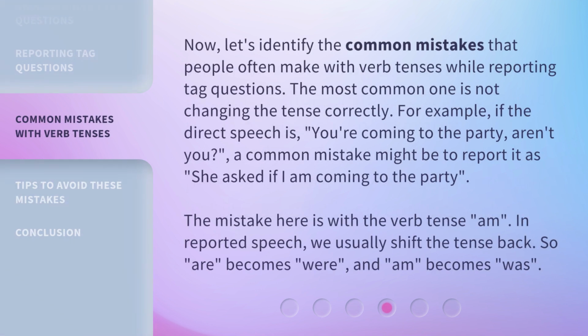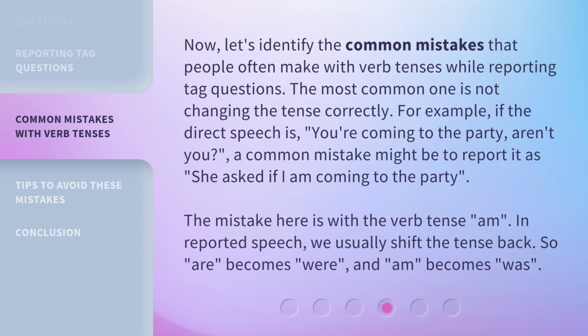Now, let's identify the common mistakes that people often make with verb tenses while reporting tag questions. The most common one is not changing the tense correctly. For example, if the direct speech is, "You're coming to the party, aren't you?" a common mistake might be to report it as, "She asked if I am coming to the party." The mistake here is with the verb tense, "am."